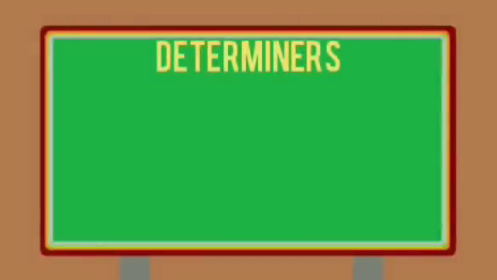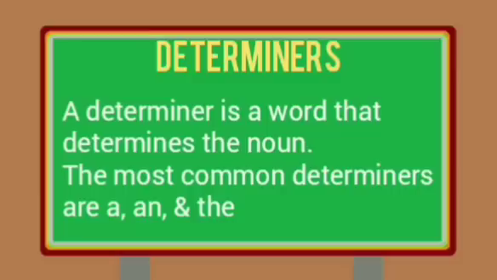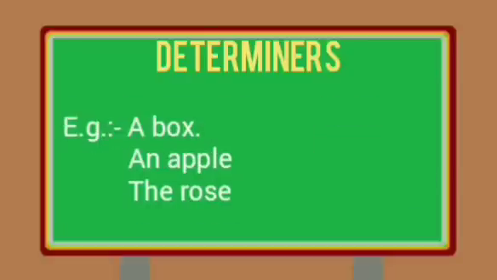Determiners. Children, determiners are very easy to understand. A determiner is a word that determines the noun. The most common determiners are a, an, and the. For example, a box, an apple, the rose. The words a, an, and the help the reader or speaker to understand whether we refer to a specific person or thing in general.